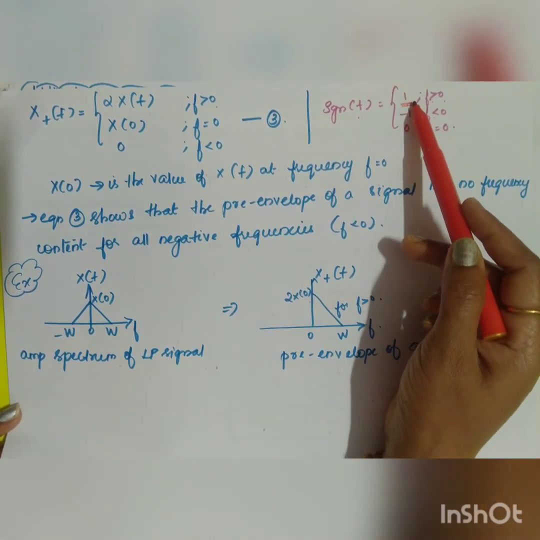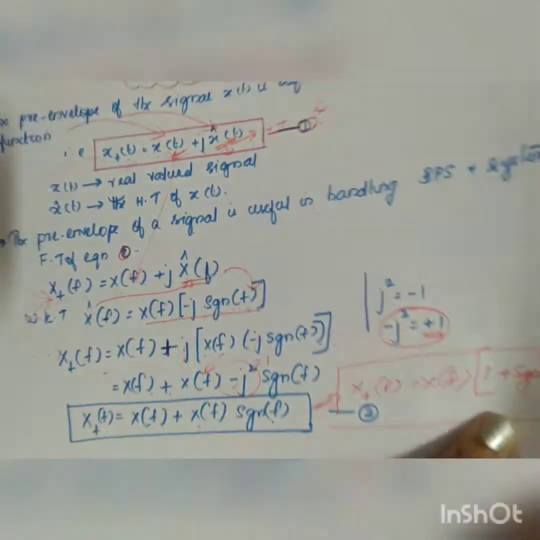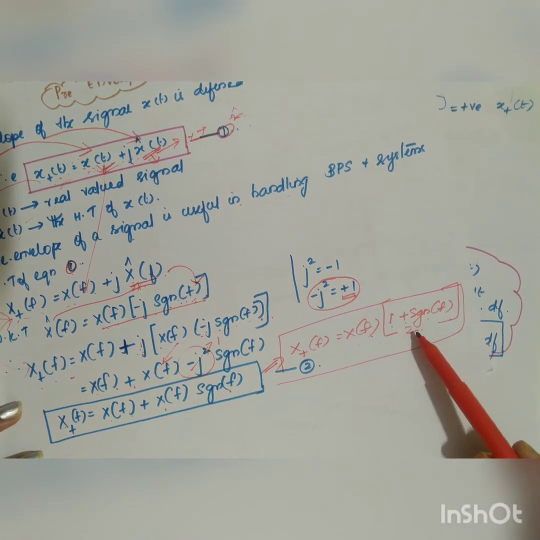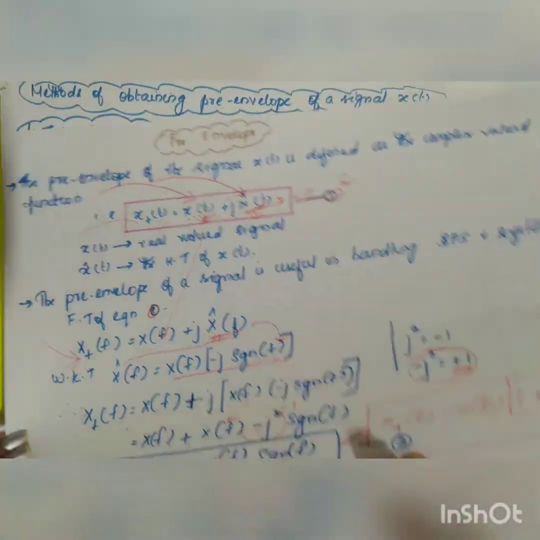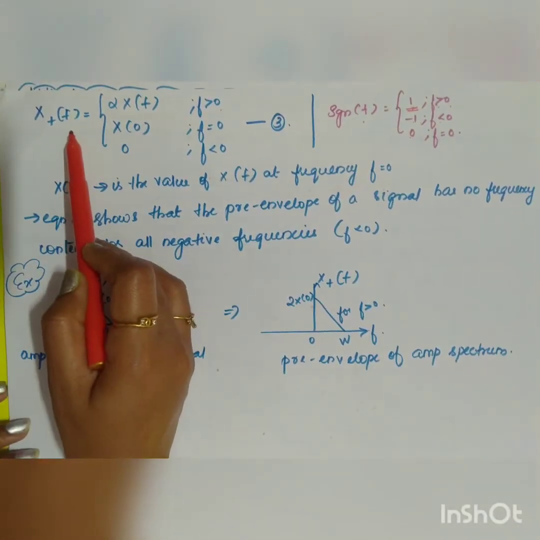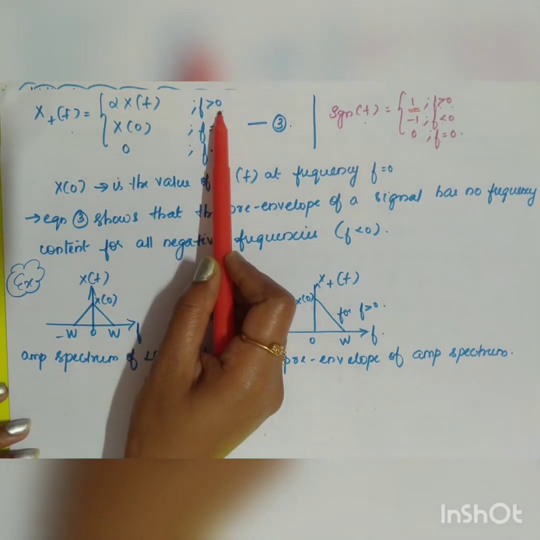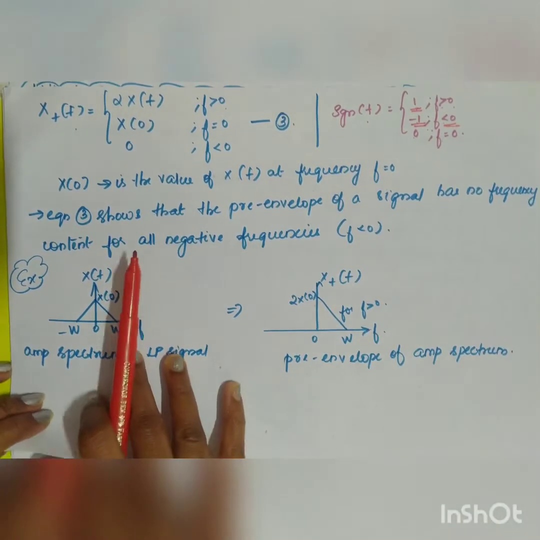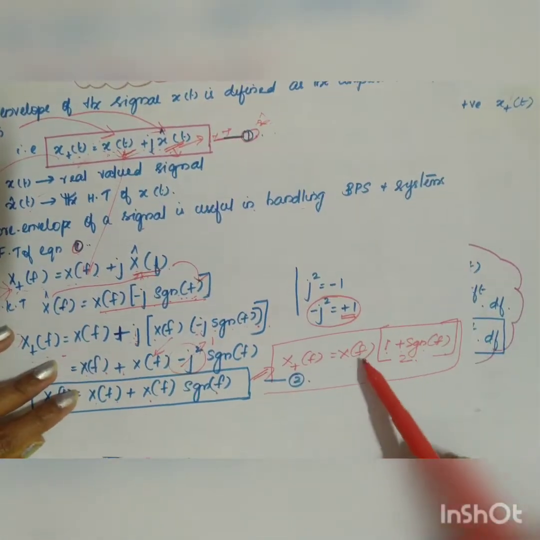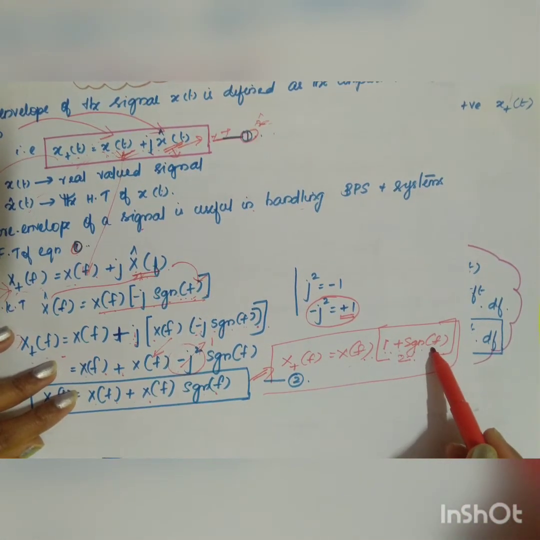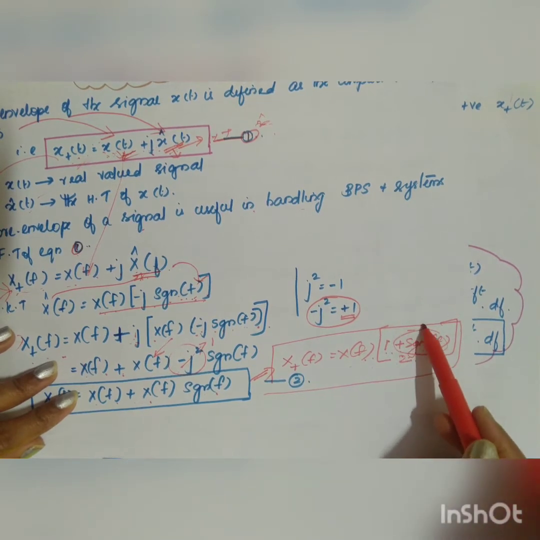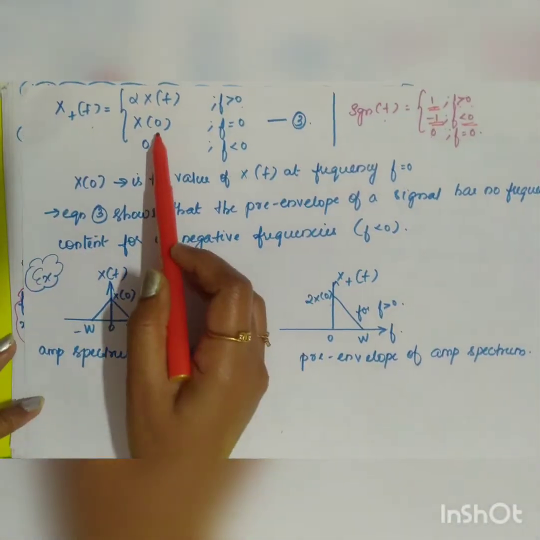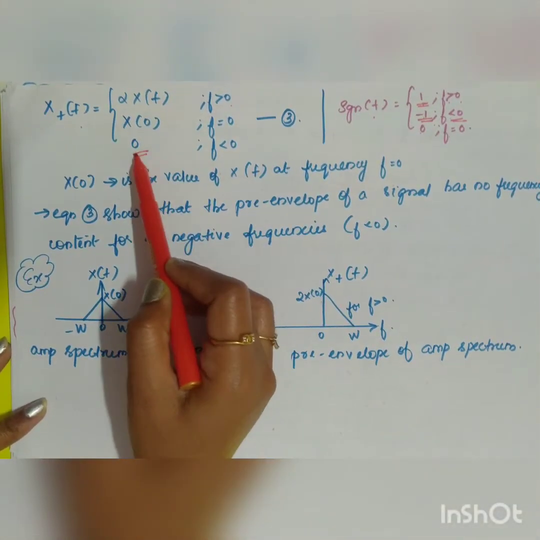If I take f greater than 0 and substitute the value 1 in this equation, what you will get is x of f into 1 plus 1, so you will get 2 into x of f. That is what is written here. So x plus of f is equal to 2 into x of f for f greater than 0. For f less than 0, signum of f will be equal to minus 1, so you will get x of f into 1 minus 1, which is 0. 0 into x of f is 0. That is the reason for f less than 0 you are getting 0.